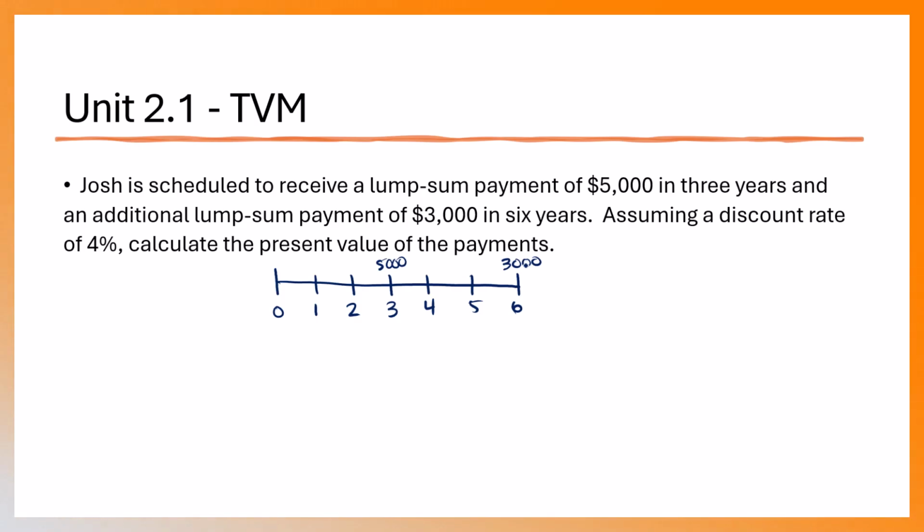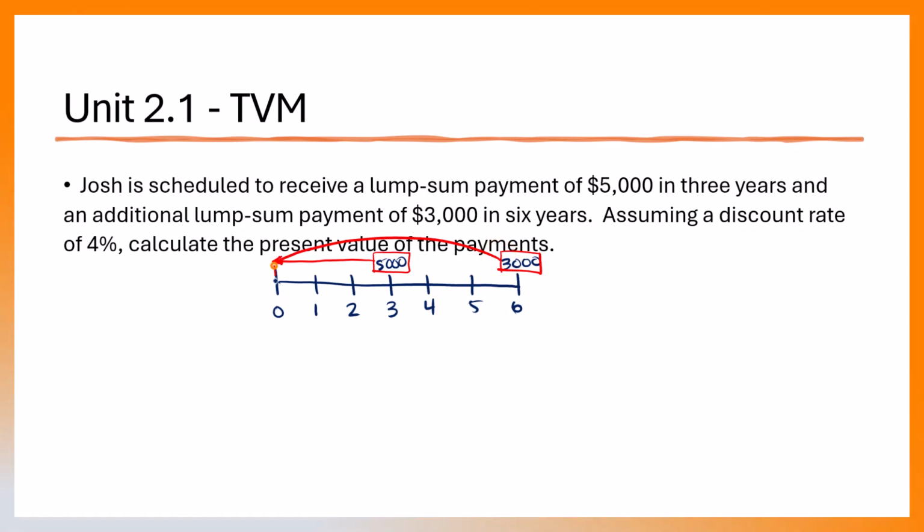There's a variety of different ways to tackle this problem. One would be to bring the $3,000 to time 3 and then add it to the $5,000 and then bring that entire cash flow back to 0. Because there are only 2 cash flows here that we have to worry about, what I would do is bring this cash flow back individually to time 0, and then bring this cash flow all the way back to time 0.